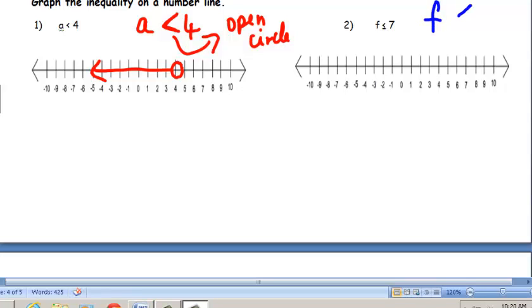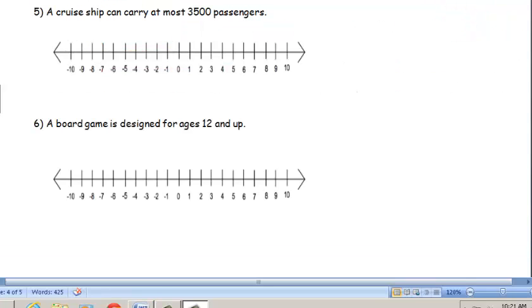Moving on to the next. It says F is less than or equal to 7. Since it says it's equal to, I'm going to go ahead and put a closed circle at 7. And it still says less than, so I'm going to make a line towards the left of it. So see this? This is how it's going. This is how your arrow also should go.